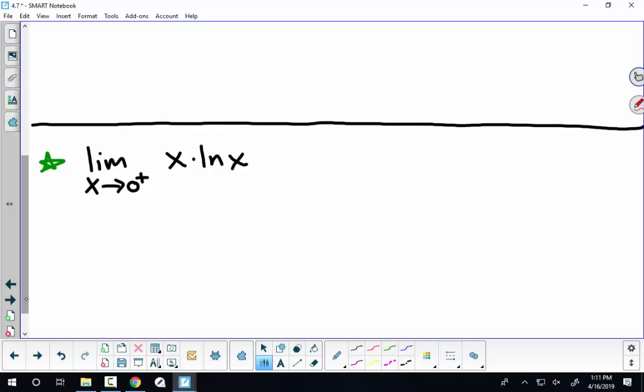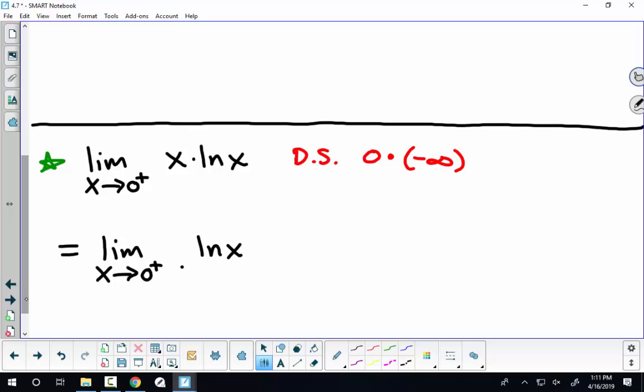So starting over, directly substituting into this limit, x is going to 0, so that factor is 0, and then this is the ln of 0 from the right, which is negative infinity. So now we're going back to that first related indeterminate form, and in order to evaluate this, we have to rewrite this as ln of x divided by 1 over x.